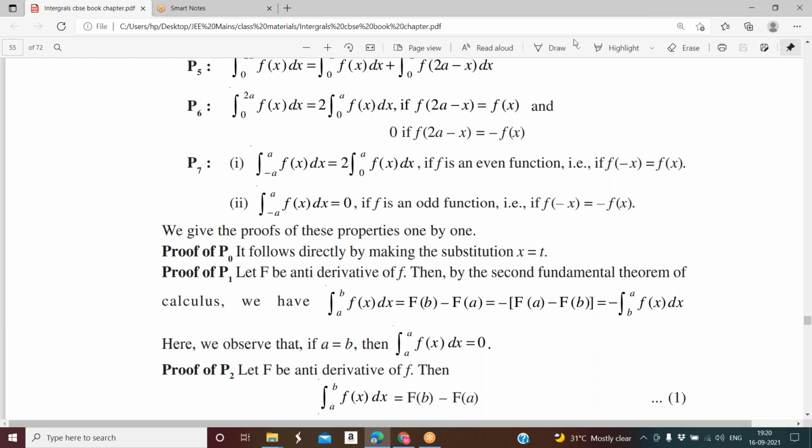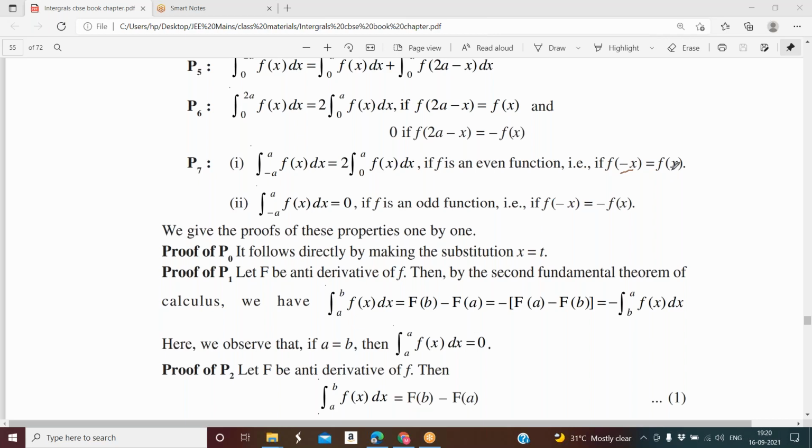How can we check whether the given function is an even function of x or not? Replace x by minus x. If you get the same function again, f of x, then f of x is said to be an even function of x. The given function is f of x, and now we are replacing x by minus x. If you get the same function again, then the given function is an even function of x. Otherwise, it is an odd function of x.